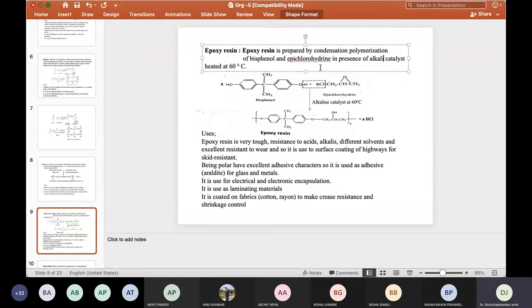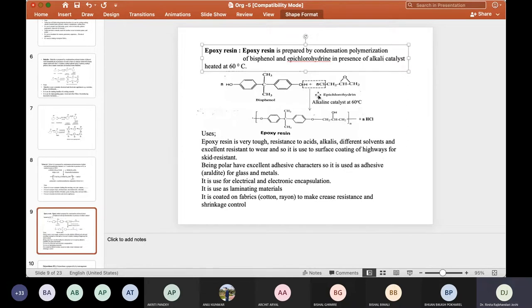Alkali as catalyst, alkaline catalyst, heated at 60 degrees Celsius. Here is the bisphenol, 1 2 3 propane, and the 2 and 2 dash is your phenolic group. The diphenolic propane is here, its common name is bisphenol, and here is the epichlorohydrin. Try writing this in your copy two or three times so that you will not be confused about the structure. Epichlorohydrin in an alkaline catalyst, alkali as a catalyst, heated at 60 degrees Celsius.